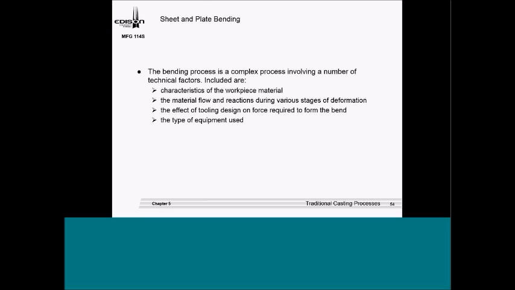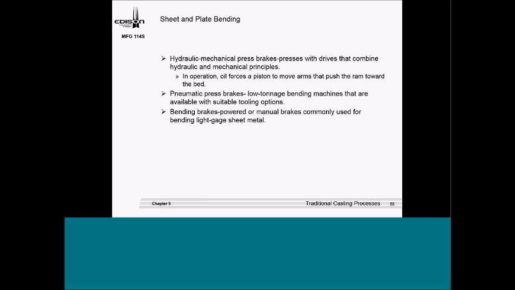So as we look at it, we talk about sheet and plate bending. And again, it's a complex process involving a number of technical factors. In other words, you have your workpiece material, your material flow, your tooling design, what's required to form the bend, and the type of equipment used. And again, we have videos to show that. You have various types of press brakes. And again, the opposite is pneumatic press brakes, bending press brakes, manual brakes.